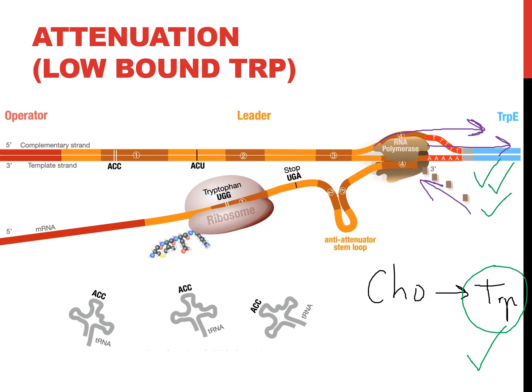Okay, so that's the Trp Operon via attenuation when we look at high and low bound tryptophan. All right, so it gets stopped if it's high bound tryptophan, and if it's low bound tryptophan, the attenuation doesn't occur, so therefore it doesn't get stopped, and transcription and translation of the structural genes occurs, therefore chorismate gets turned into tryptophan. Tryptophan is now made.